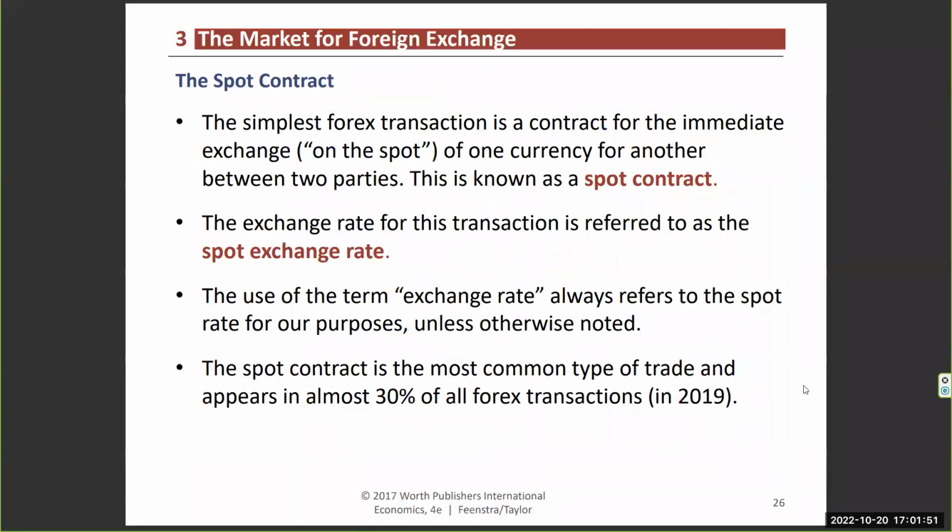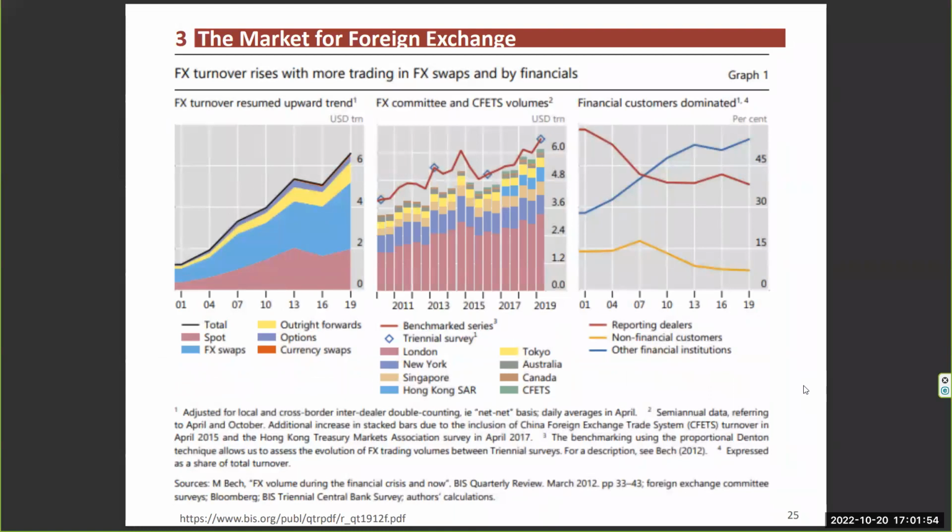And we can see that swap transaction was very high in the value of the FX market here. Okay, so they were the most important in here, but now, yeah, still the most important on the FX market.